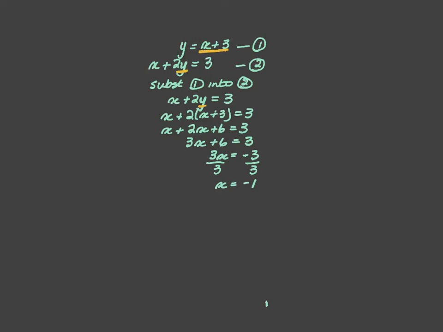I must write down what I'm doing. So I'm going to substitute for x in equation 1. I write down equation 1, y is equal to x plus 3. Then I'm going to substitute for x. x is equal to negative 1, so in the place of this x, I'm going to substitute negative 1. y is equal to negative 1 plus 3. y is equal to 2.